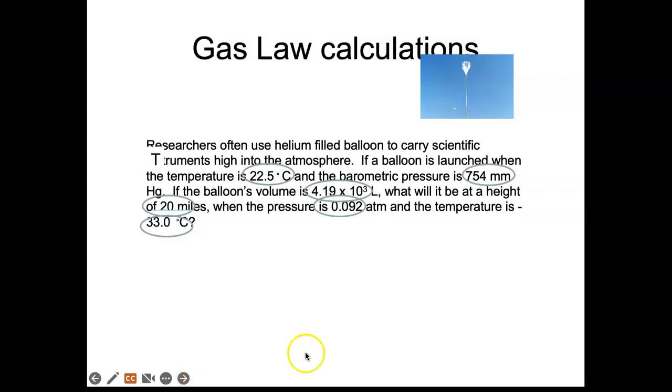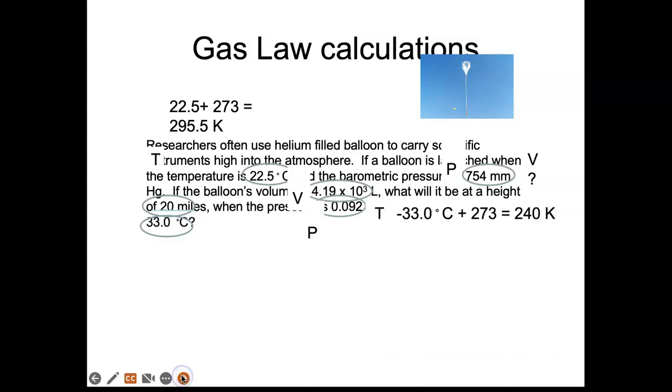So hopefully you figured that 22.5 is a temperature, and I'm simply going to need to convert that to Kelvin by adding 273. Hopefully you thought, okay, 754 millimeters, that's a pressure, but I'm probably going to need to convert that. I'm looking for volume. I don't know what it is. I've got the volume of the balloon at one time, and there's another pressure. My last temperature, hopefully you could see that was a negative 33, so I'm going to need to convert that to kelvins by adding 273.